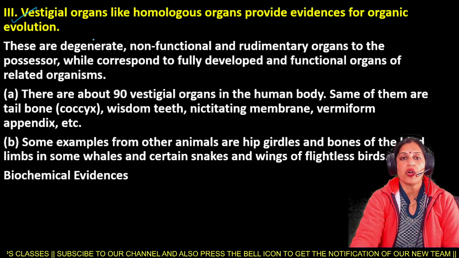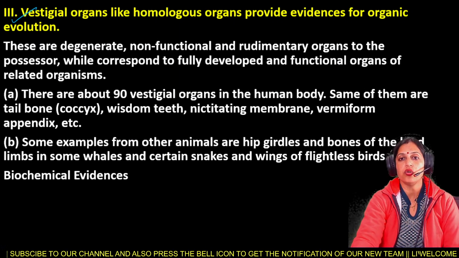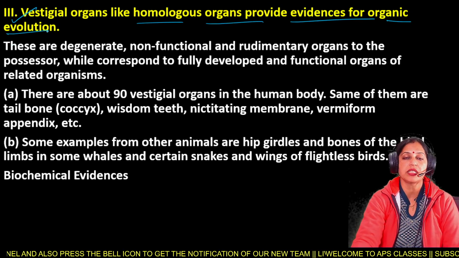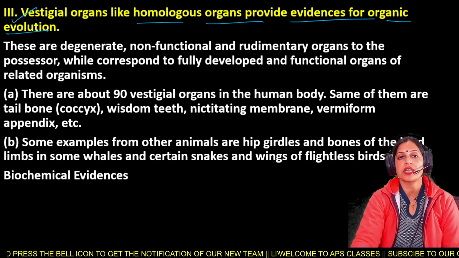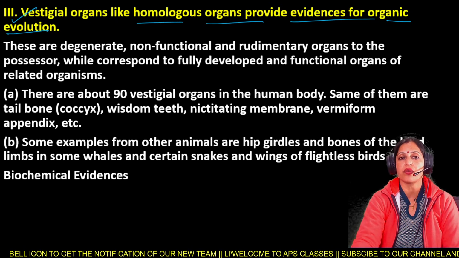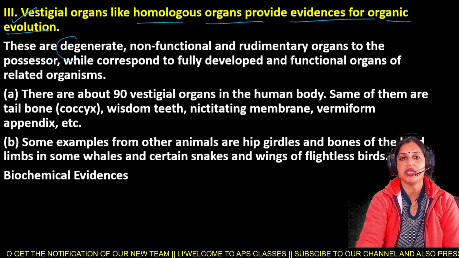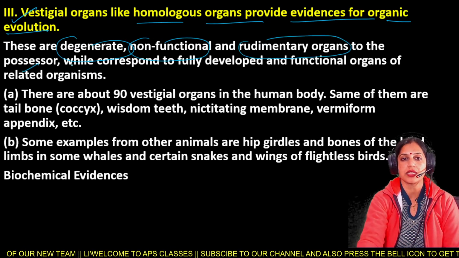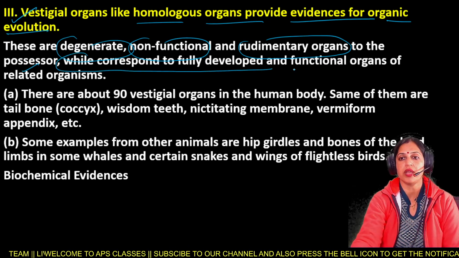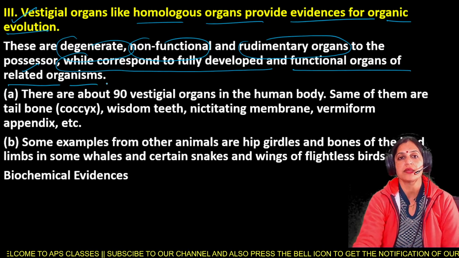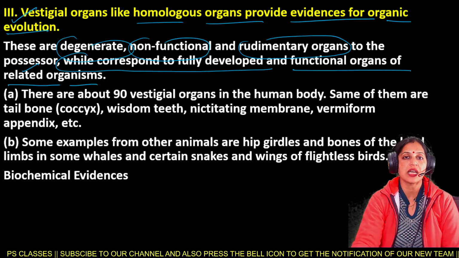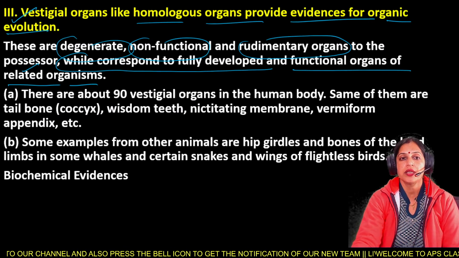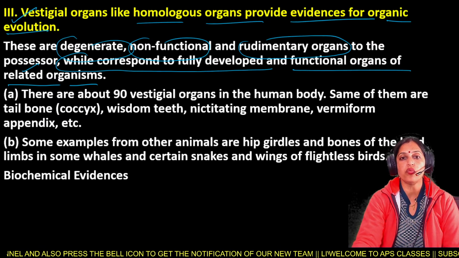Next is vestigial organs. What do you mean by the term vestigial organs? Like homologous organs, vestigial organs provide evidence for organic evolution. That means these are degenerate, non-functional and rudimentary organs in the possessor, while corresponding to fully developed and functional organs in related organisms.